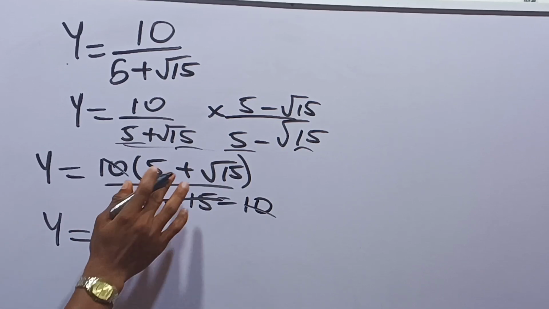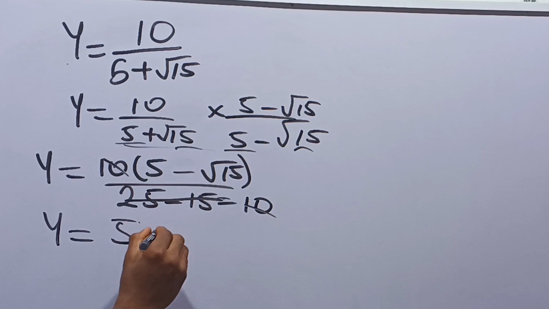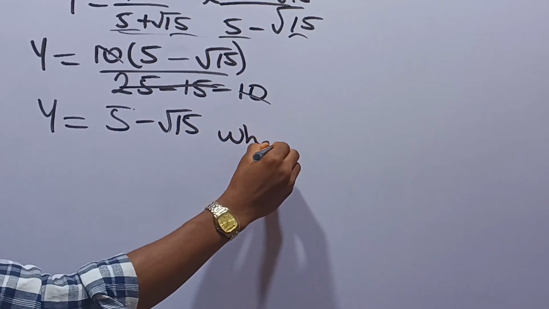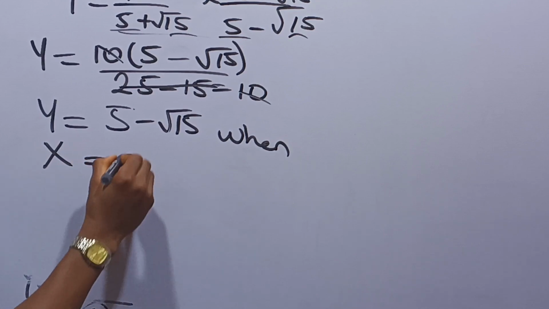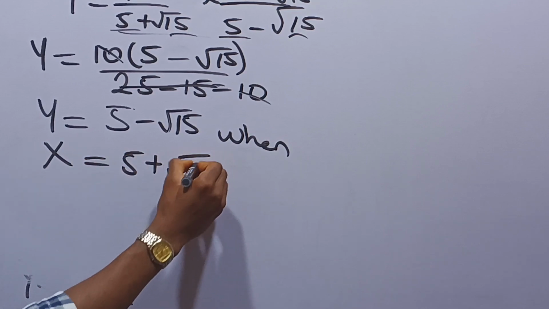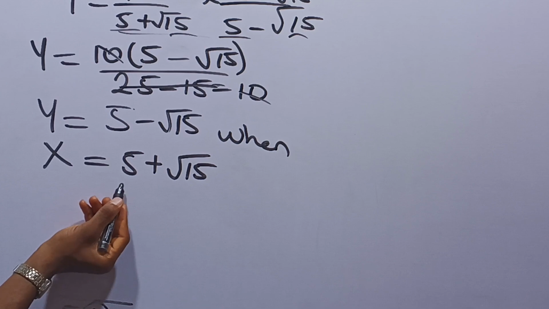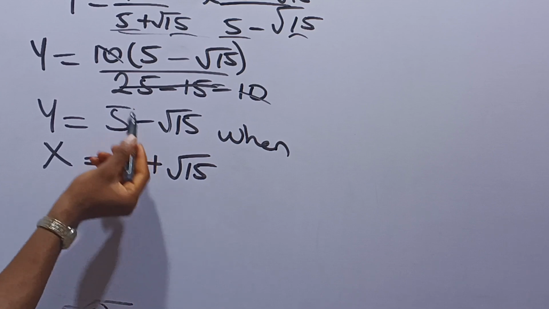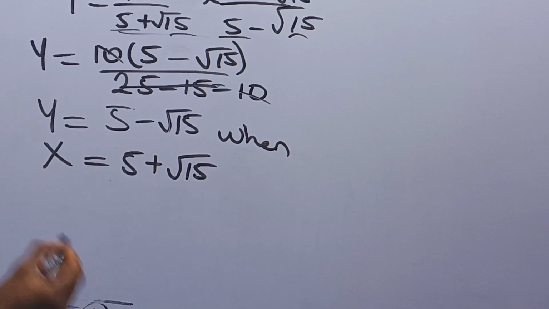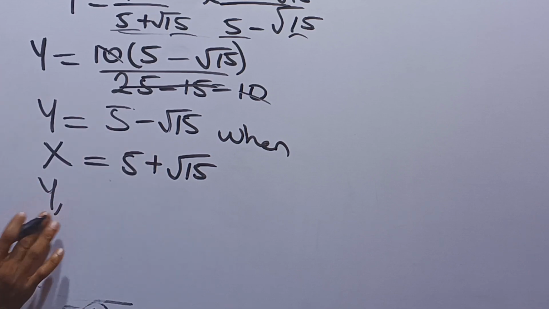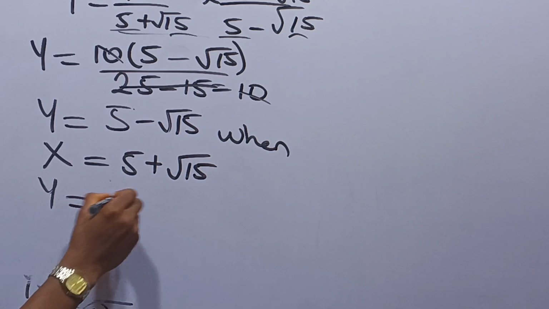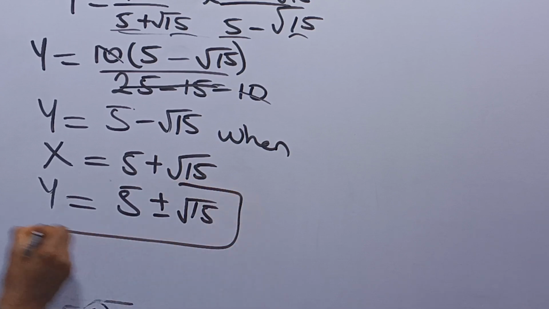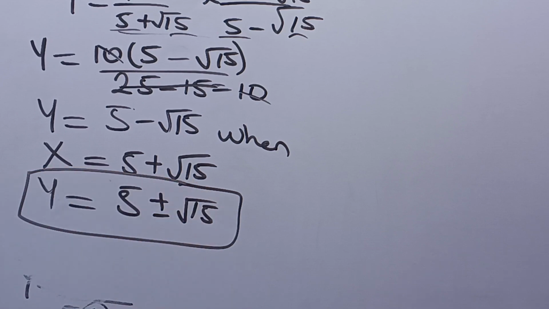Sorry, this is minus rather. So y is 5 minus root of 15. This is when x is equal to 5 plus root of 15. Invariably, it means that when y is 5 plus root of 15, x will be 5 minus root of 15. So y on its own is equal to 5 plus or minus root of 15, and these become the two final answers to this equation.